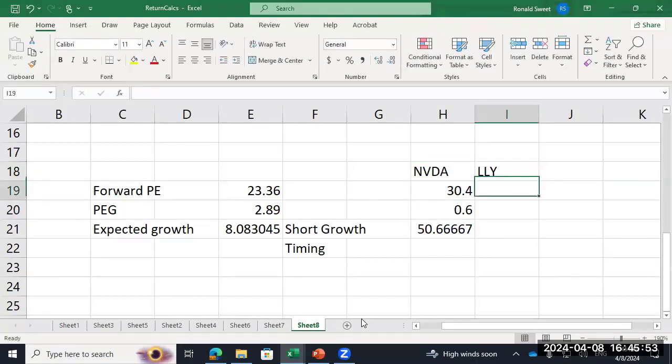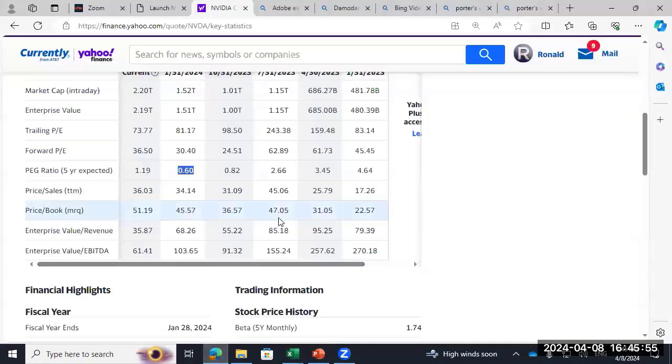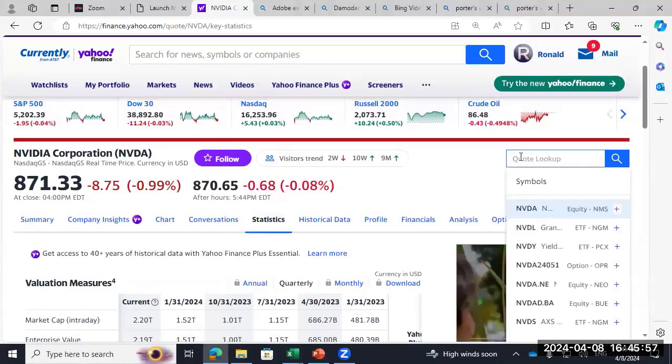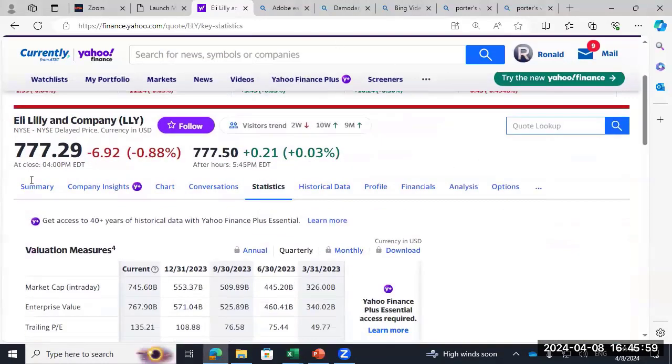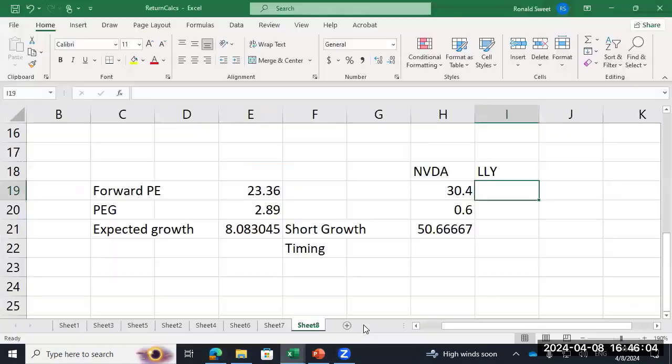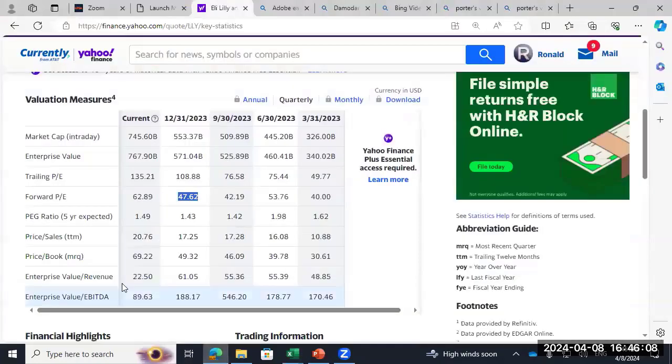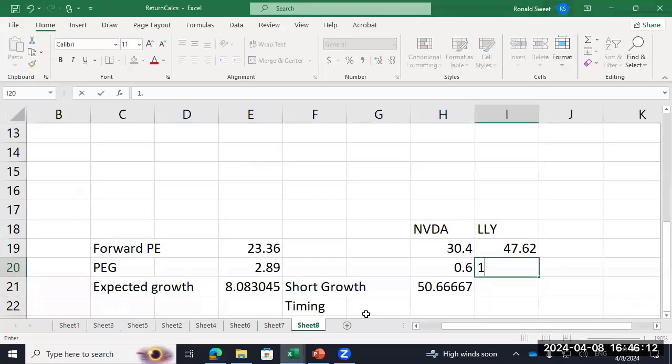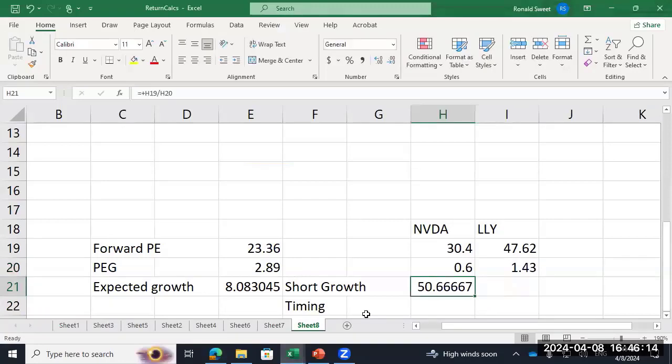What about Lilly? What would you expect? Lower than high, but lower. All right, let's see. The forward PE is 47.62. Their PEG is 1.43, so it can be much lower, but still pretty high, with 33% growth. That's a really, really high growth rate.